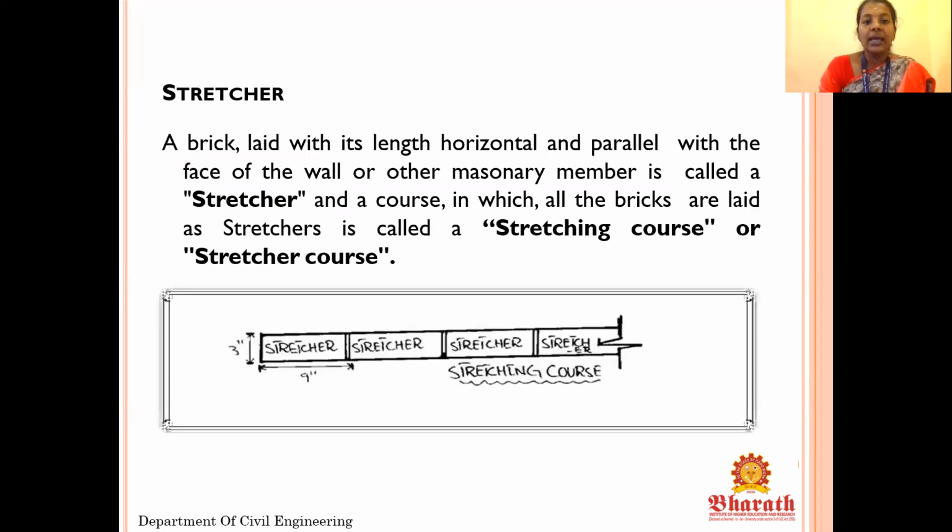Stretcher is nothing but a brick laid horizontal and parallel with the face of the wall or other masonry member. A course in which all the bricks are laid as stretchers is called a stretching course or stretcher course. So the brick will be seen on the wall on its stretcher side. That is called stretcher. A brick laid with its length horizontal and parallel with the face of a wall or other masonry member is called a stretcher. Bricks laid as stretchers form a stretching course or stretcher course.